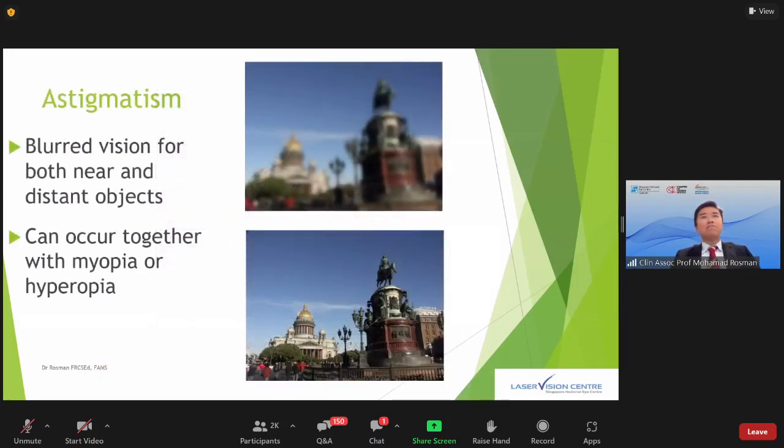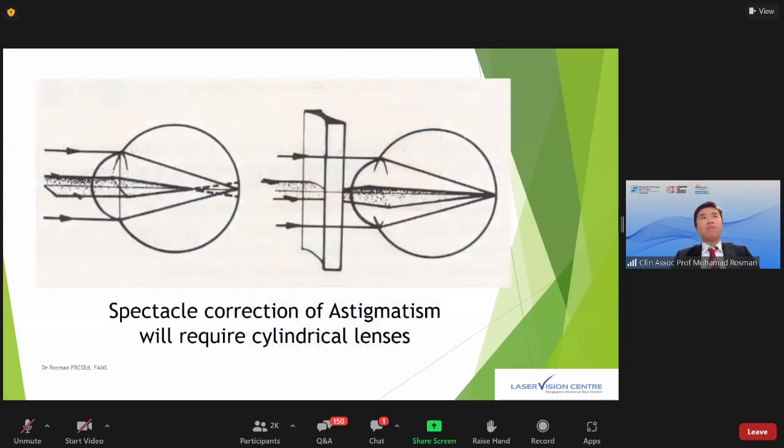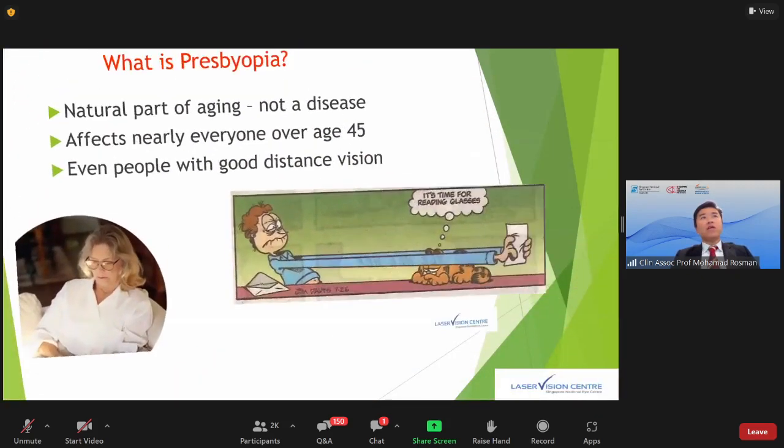And astigmatism causes blurred vision for both far and near, and can happen with both myopia or hyperopia. And treatment involves wearing a cylindrical lens. So now go on to presbyopia.